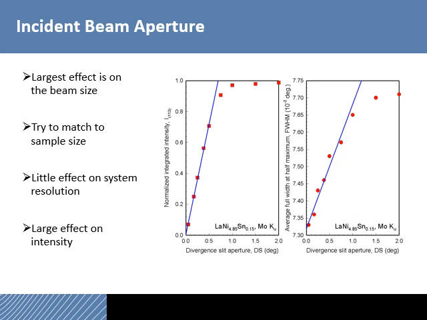I think for the most part, most people use about a 1/2 degree divergent slit. That's kind of the standard optics for most diffractometers. The diffractometer on the first floor of CCR is probably set up in a standard configuration where it has a 1/2 degree divergent slit.